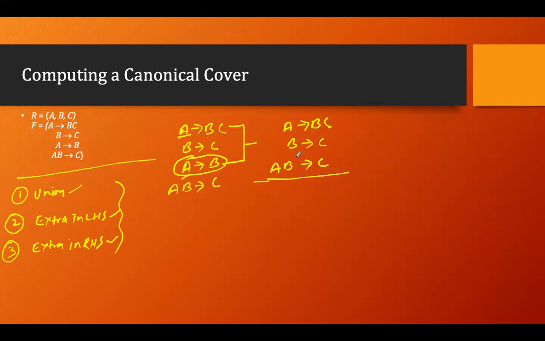So in the left hand side part, if you see, this is the minimal one, right? So there is nothing we have to check. This is also minimal. We need only one atomic attribute. This one has two attributes, so we have to check for A and B. So we'll check whether A is extra or not. Here in this particular dependency, we have to check A is extra or not.